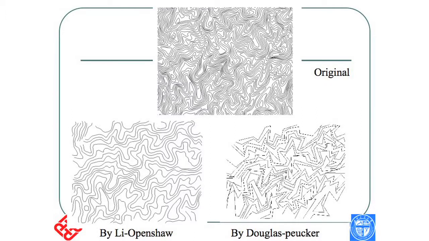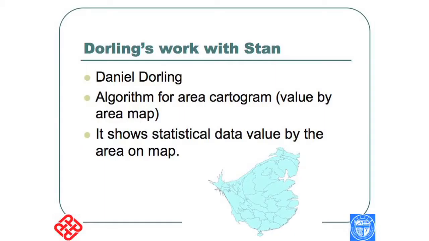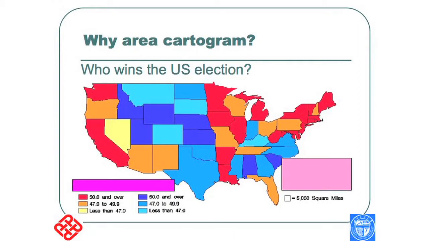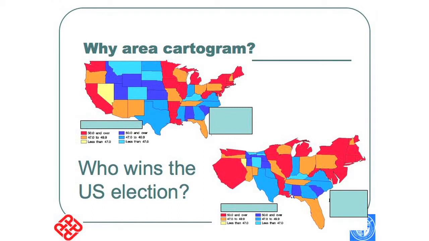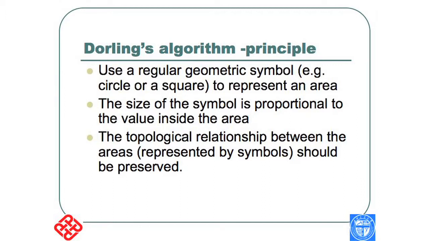I continued my work in this area, and then another part is Daniel's work about visualization. He produced the cartogram. A cartogram is used when you present some result like a U.S. election. This is one candidate, this another candidate, and you cannot see really which one wins. But if you produce the cartogram, you can see who wins. Daniel doesn't use the area itself. He uses a regular symbol, a circle or a square, to represent the area. At the beginning there is some overlap, and then gradually you remove the overlap and try to keep the topology between the areas.